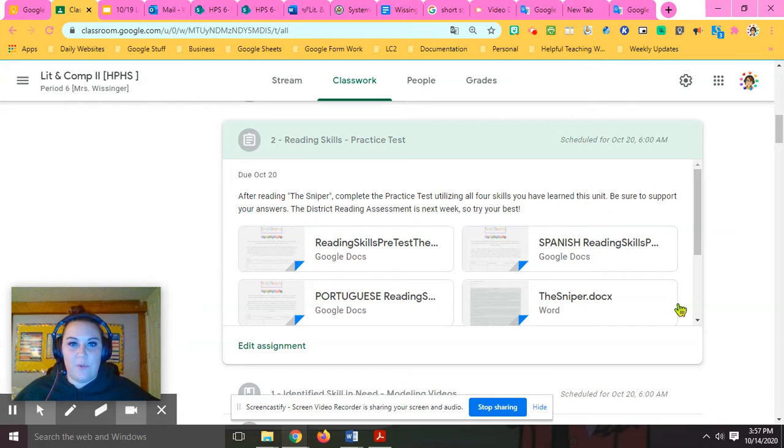After you've read The Sniper, you're going to complete the practice test that utilizes all 4 reading skills that we've learned this unit. Be sure to support your answers. Please make sure it's well supported. If you're giving an inference, you need at least 2 pieces of textual evidence. If you are talking about the themes and how they interact, you need to supply evidence of how you saw that in the beginning, the middle, and the end for both of them. So that means at least 6 pieces of textual evidence.